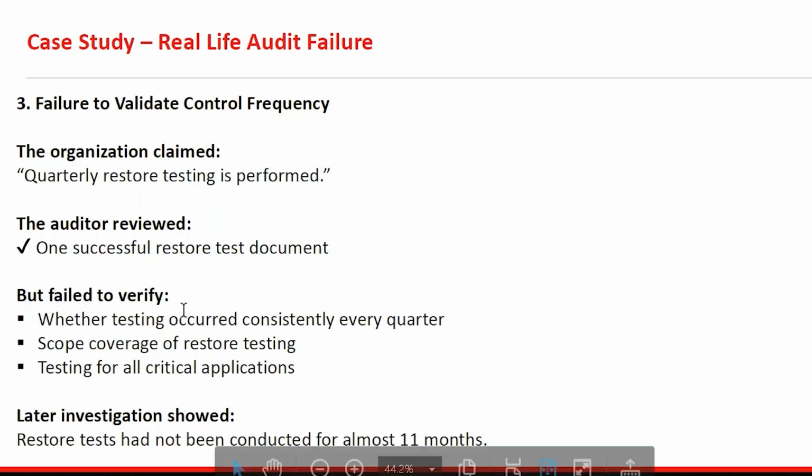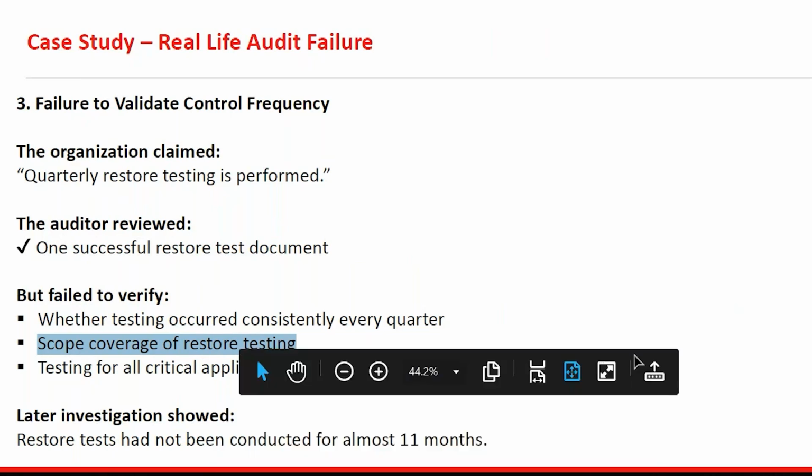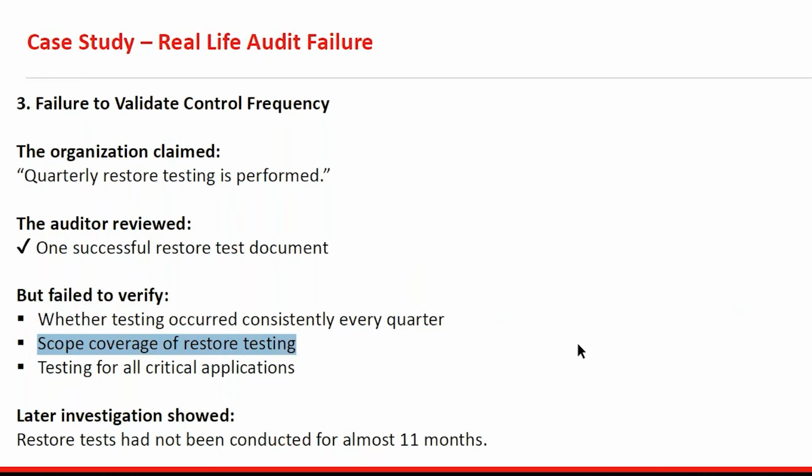See, what is restoration? The whole point of taking a backup is in case people have lost data in their primary tool, right? They may have to restore data from the backup, but unless you test it, you will not know the integrity of your backup files. So what was the scope of the restoration testing? Were all critical systems tested? Maybe at a later point of time, you identified that it has been 11 months since the last restoration exercise. So that becomes one of the biggest risks.